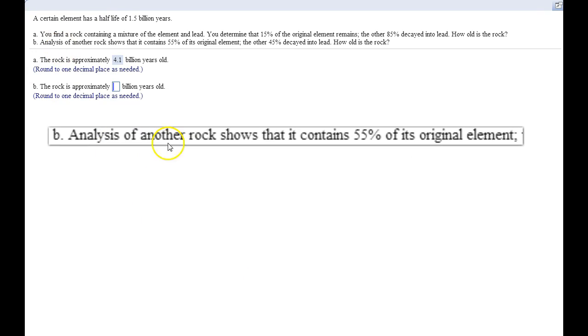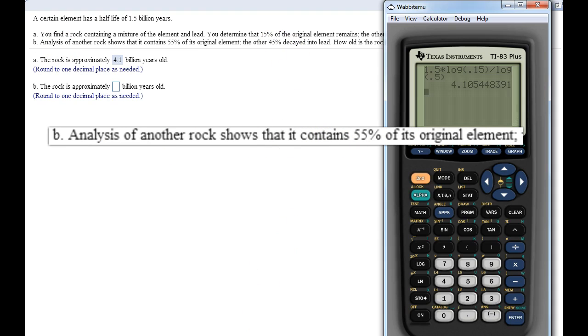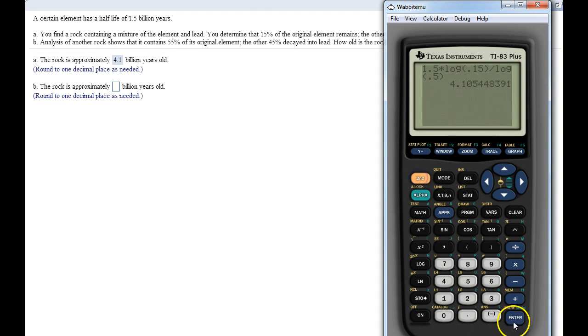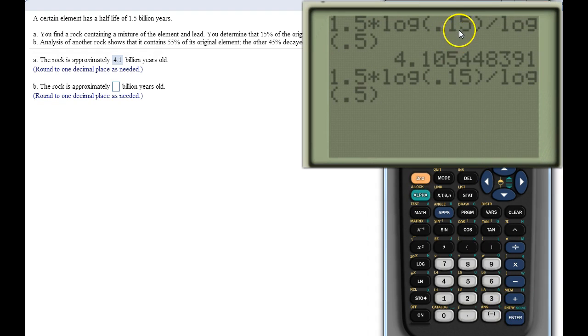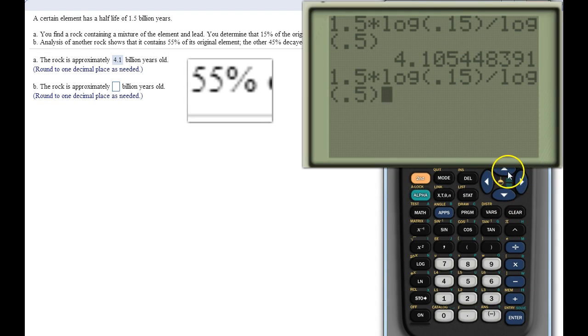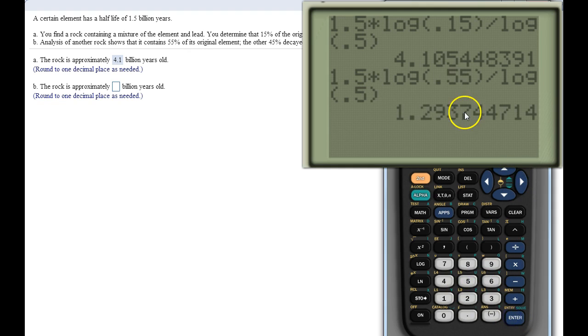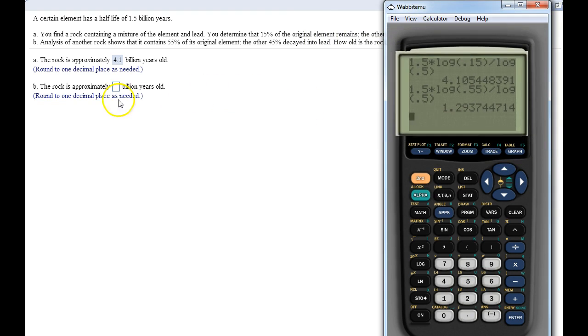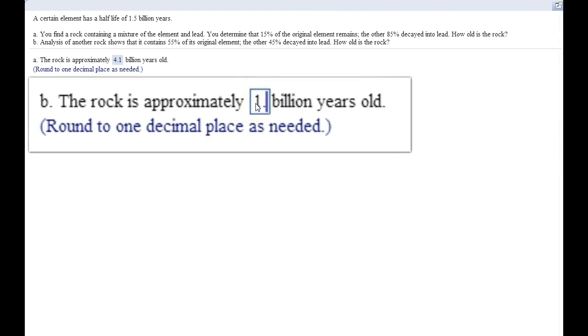And then part B says 55% remains instead of 15%. So instead of 0.15 here, I just hit second enter, bring that back, and change that 0.15 to a 0.55. And there's my new age. So 1.29, that'd be 1.3 to one decimal place. So there's how you do that.